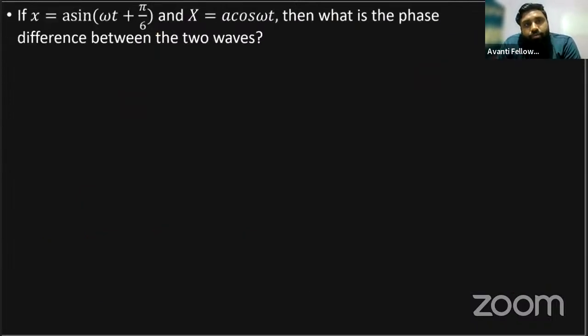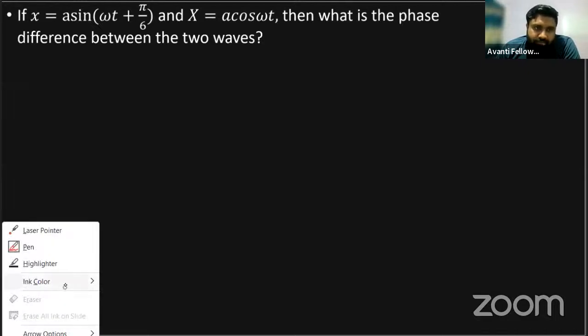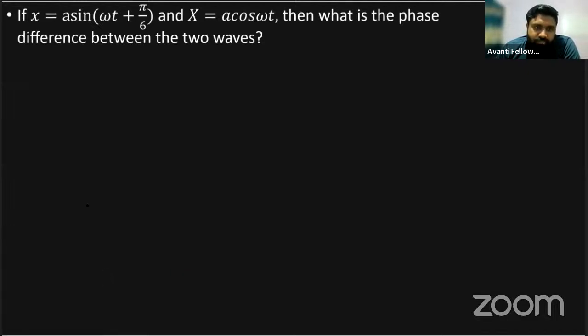If x is equal to a sine omega t plus pi by 6 and capital X is equal to a cos omega t, then what is the phase difference between the two waves? We need to tell the phase difference here. Very simple. Solution of this.